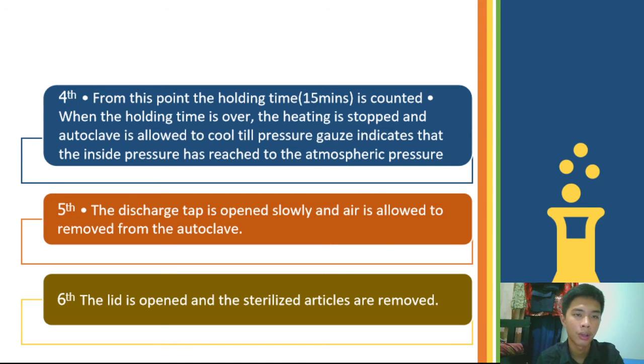At this stage, the discharge tap is closed, steam pressure rises inside, and when it reaches the desired set level, for example 5 psi, or you can use 2 atm, the safety valve opens and steam escapes. And then from this point the holding time of 15 minutes, or you can also use 40 minutes, is counted. When the holding time is over, the heating is stopped and the autoclave is allowed to cool till the pressure gauge indicates that the inside pressure has reached atmospheric pressure. And then the discharge tap is opened slowly and air is allowed to be removed from the autoclave. The lid is opened and the sterilized articles are removed.